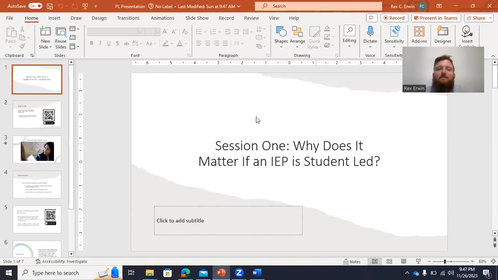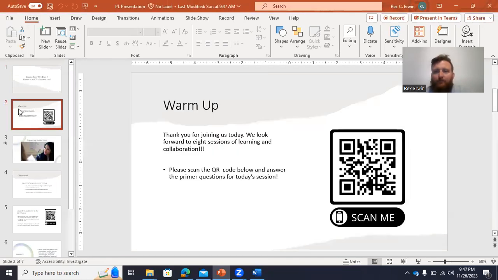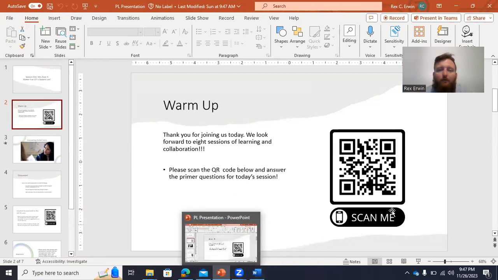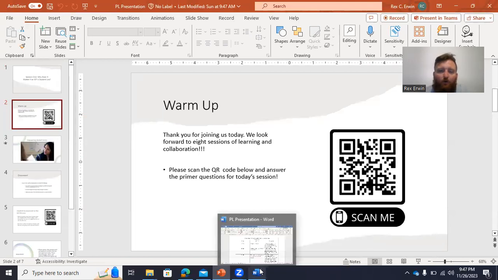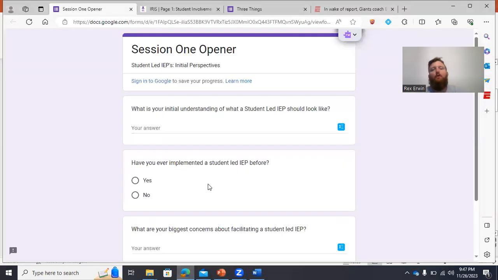So session 1, why does it matter if an IEP is student led? I like using QR codes. Teachers are just as guilty of being on their phones as students at times, so they get to be on their phone now. For a warm up, thank everybody for joining. I would have teachers scan the QR code with their phone, and then the poll for the opener is just getting that background knowledge activated, asking what their initial understanding of student-led IEP is. Have they ever implemented one? And what is their biggest concern about facilitating student-led IEPs?